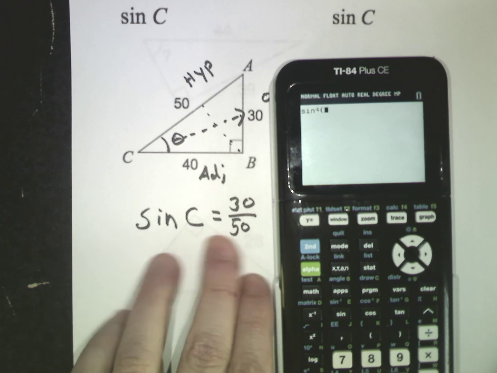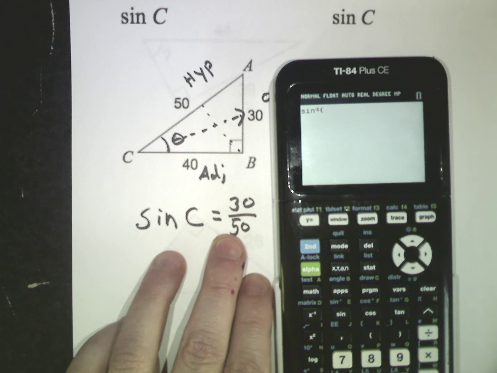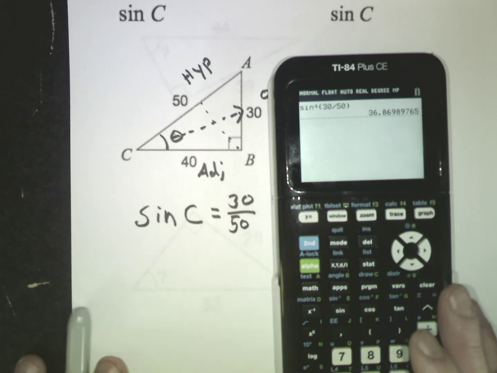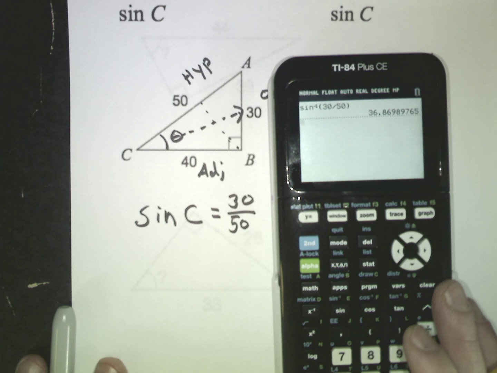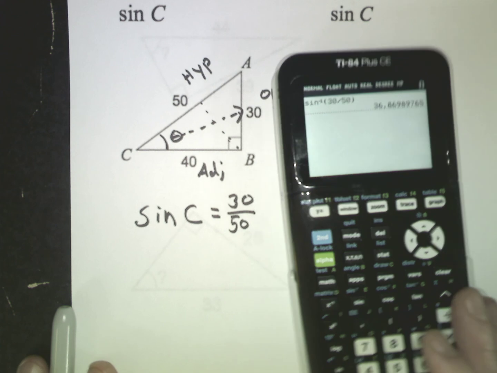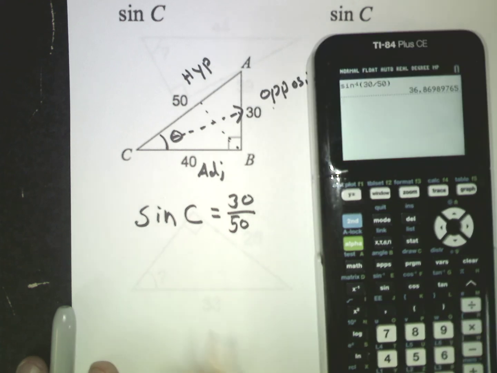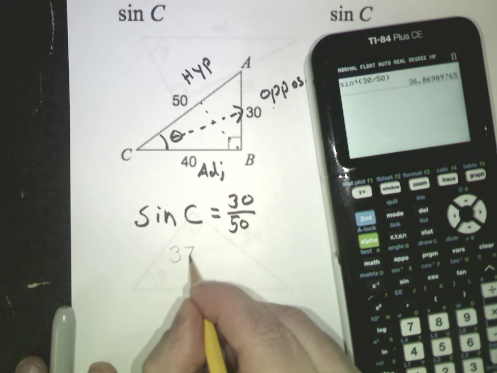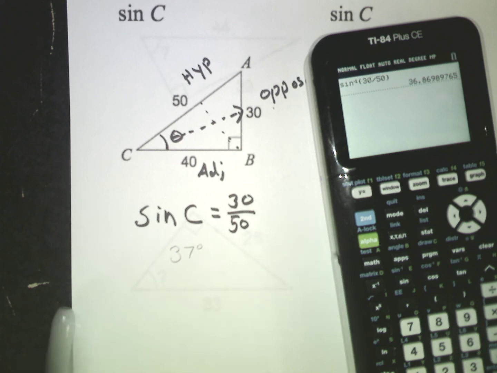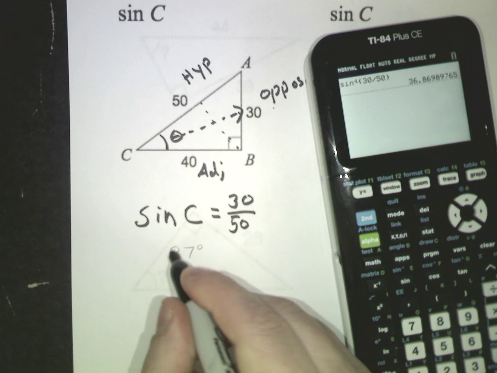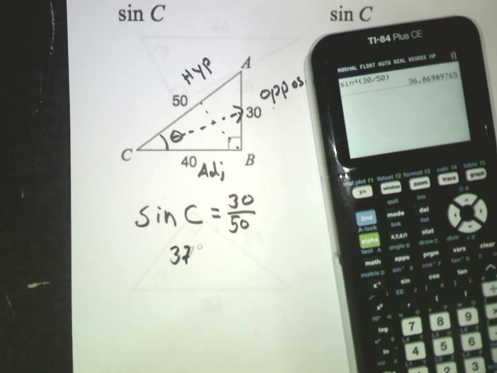Now inside this bracket here, I'm going to put 30 divided by 50. I'm going to close it and hit enter, and I get this number, 36.869. Let's round it to 37. So my final answer is 37. That means this angle over here, C, is 37.